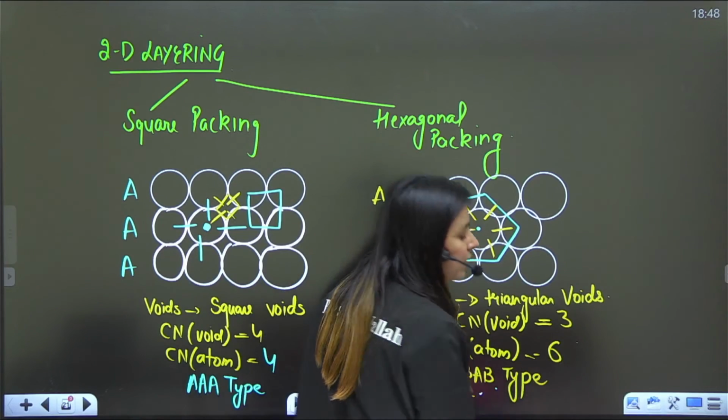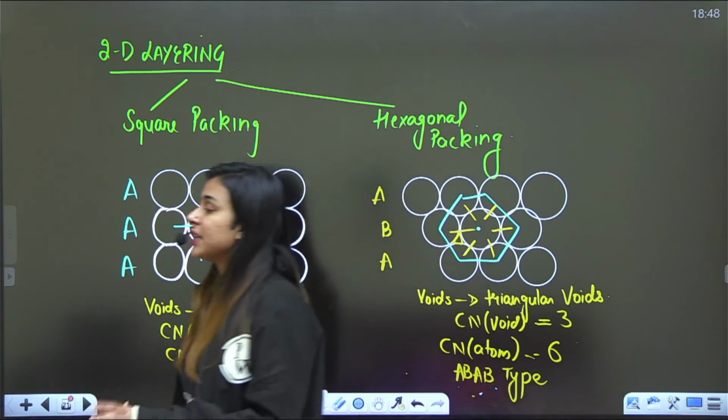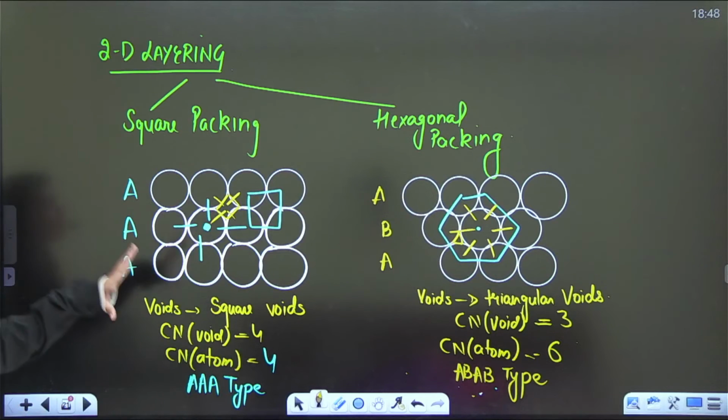Okay, in 2 dimensions. So these are the different types of layerings present in the 2-dimensional part. Okay, yes, this is something very important. Try to understand this. Please write it down and then we'll move forward.